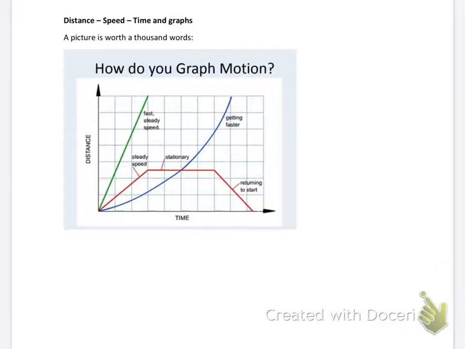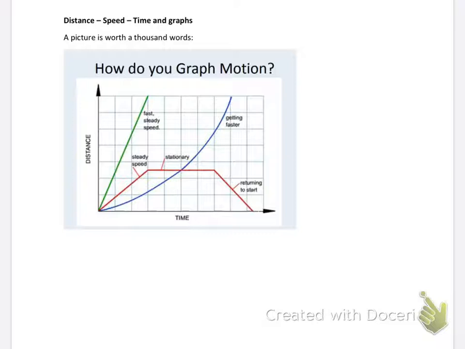Okay, here is a distance time graph. These are great for discussion purposes in your classes, and it's a nice way to understand this concept. So you can tell a story about each of these graphs. So the green one, it's a quick, steady speed, constant slope. The blue one, you started out a little bit slower, and then you start getting faster. It's a changing graph. It does not have a constant slope.